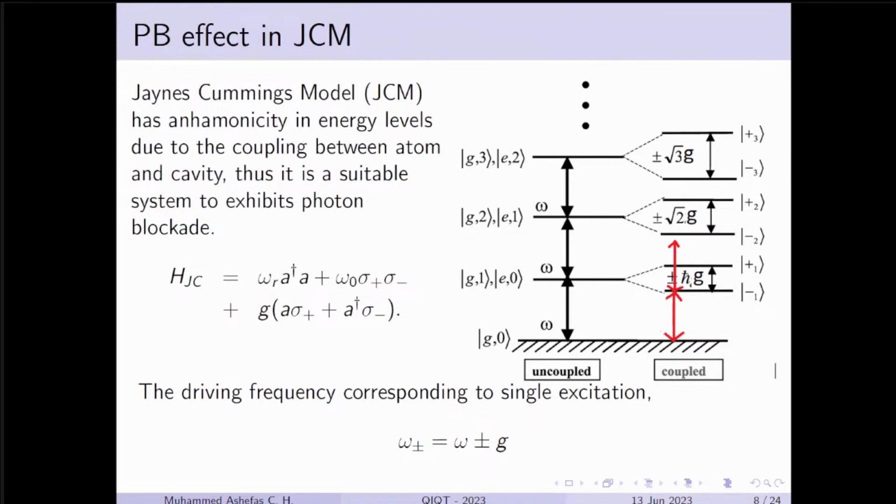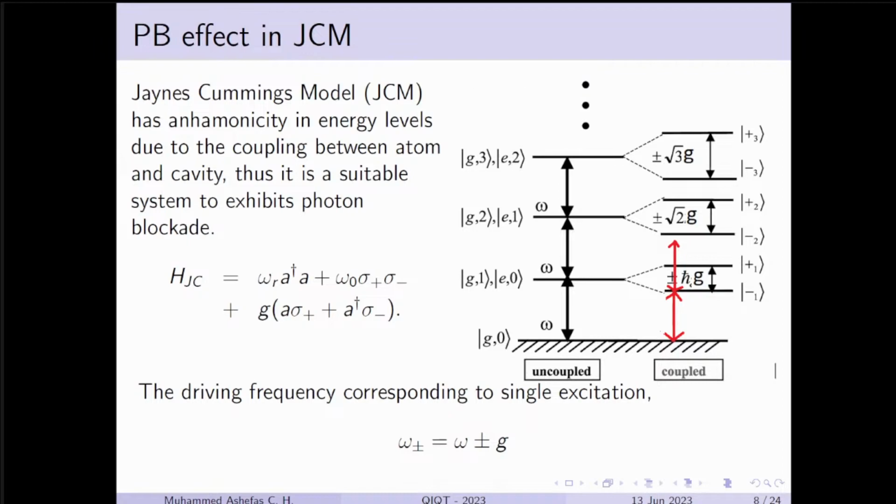Whereas in the case of the uncoupled system, if you send the frequency ω, it can go up the ladder. It can go to the first excited state, then to the second excited state, and so on. But due to the anharmonicity in the Jaynes-Cummings system, it is not possible. It cannot go to the higher energy states. So this is the basic physics behind this.